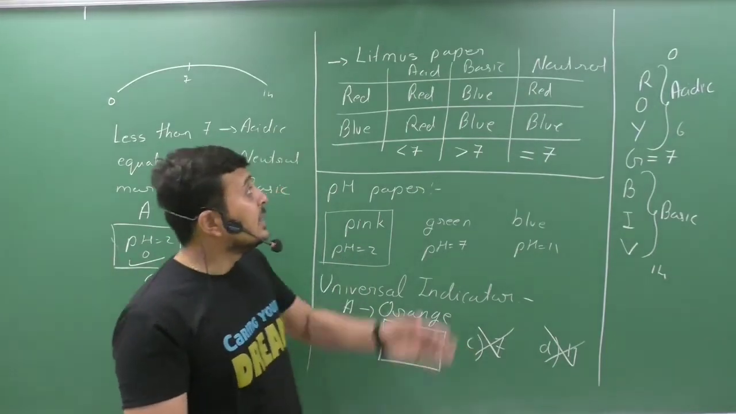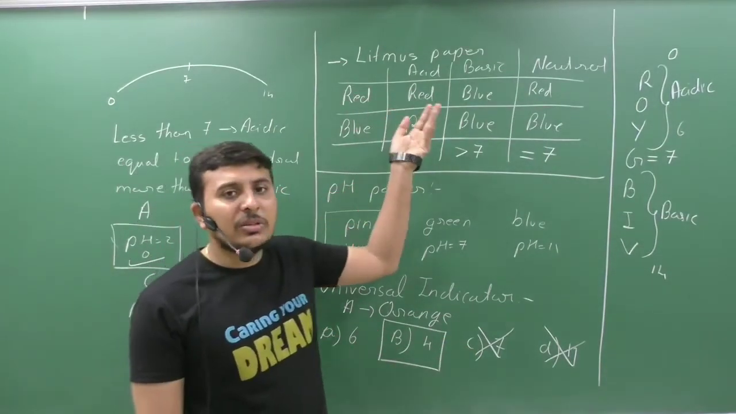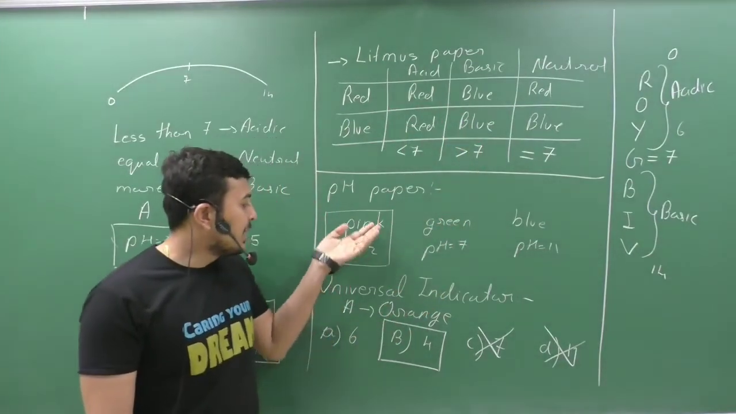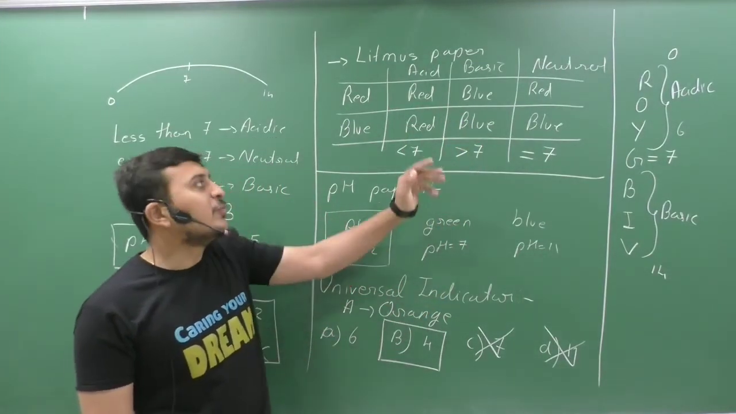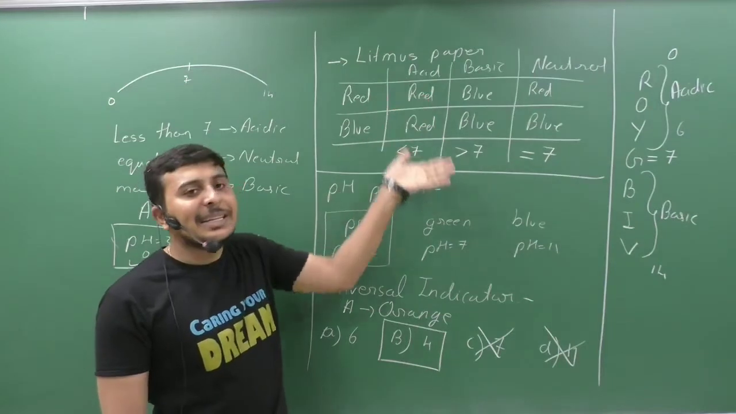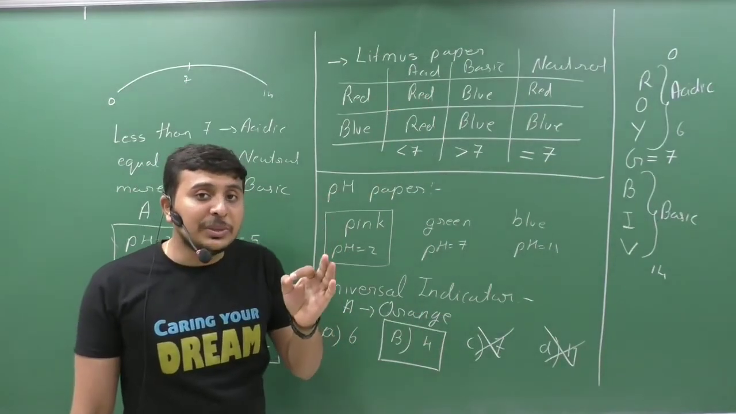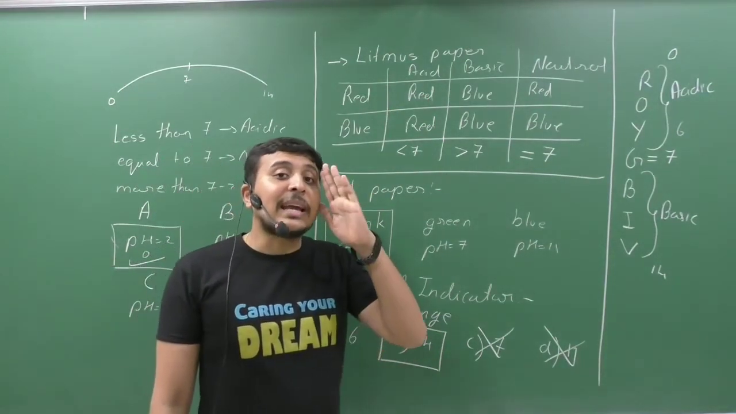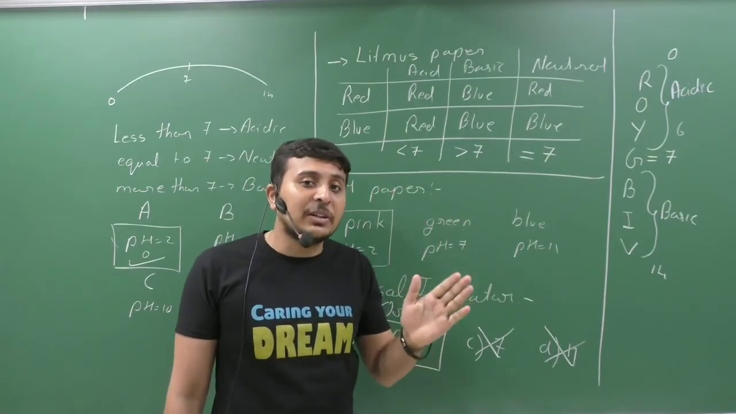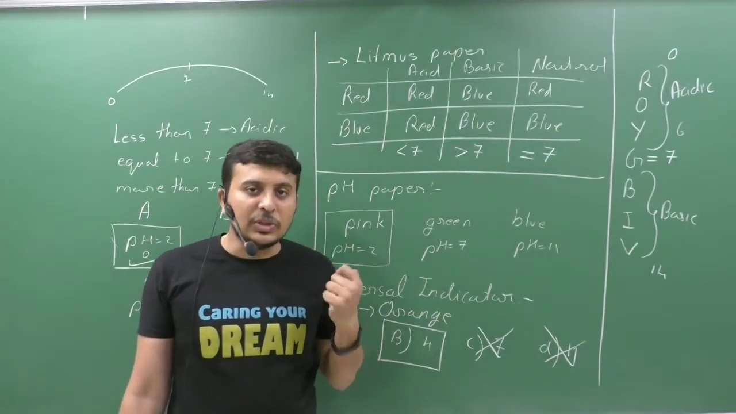That's it. These three methods: litmus paper is not at all precise, pH paper and universal indicator are somewhat more accurate than the litmus paper, and pH meter has the exact, accurate and perfect value of pH of any solution.